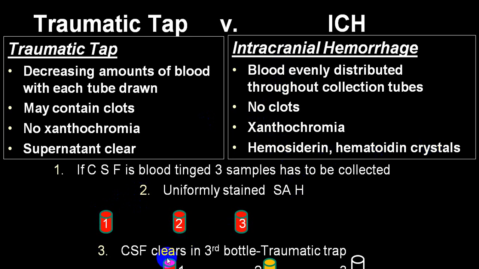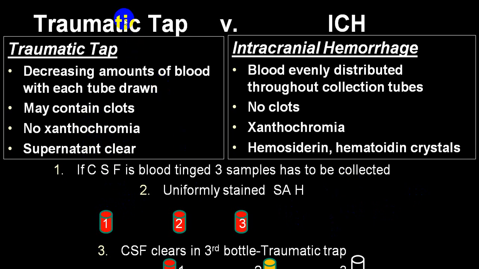While in a traumatic tap, the first bottle will be reddish, the third bottle will be absolutely clear, and the second bottle might show a mixture of the two, maybe light red in color. Usually a traumatic tap will show clots, mainly in the first test tube. There will be no xanthochromia and the supernatant will be absolutely clear. This is the way you try to differentiate a traumatic tap from intracranial hemorrhage.